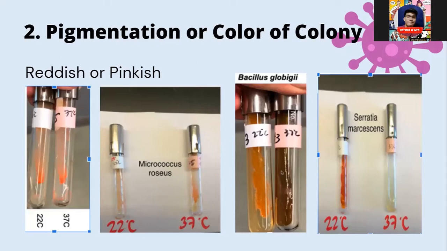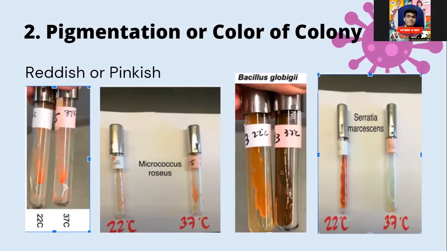So this pigment and the intensity of the pigment can change based on the environmental conditions. For example, some bacteria produce a certain color at a certain temperature, and at another temperature we can see another color. So we have first color is the reddish or pinkish.